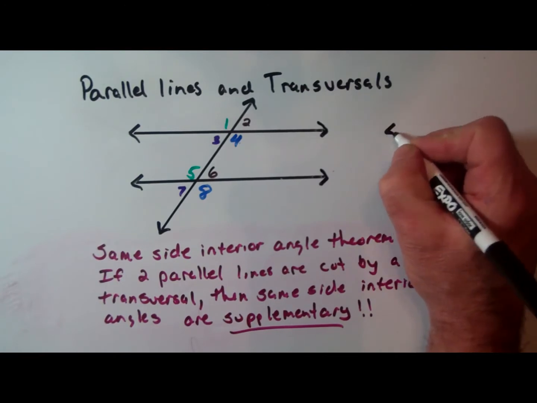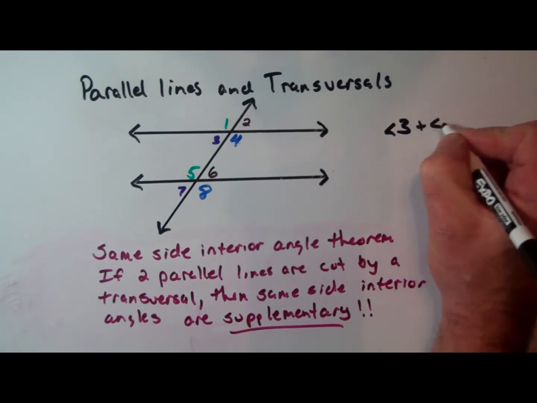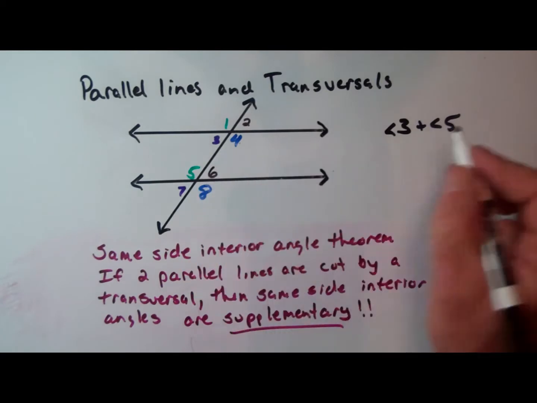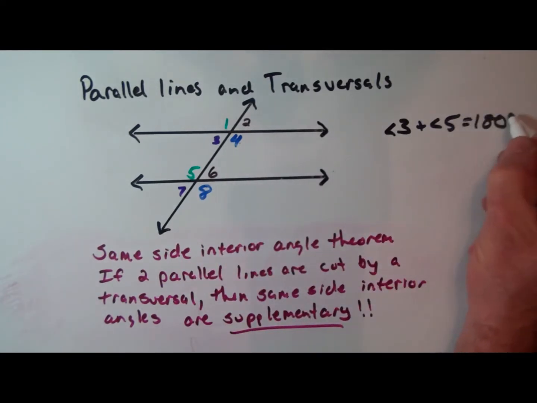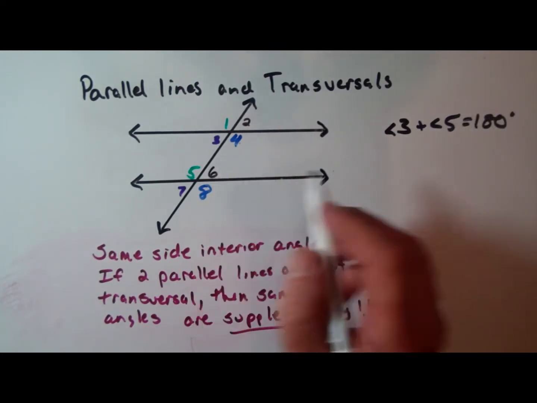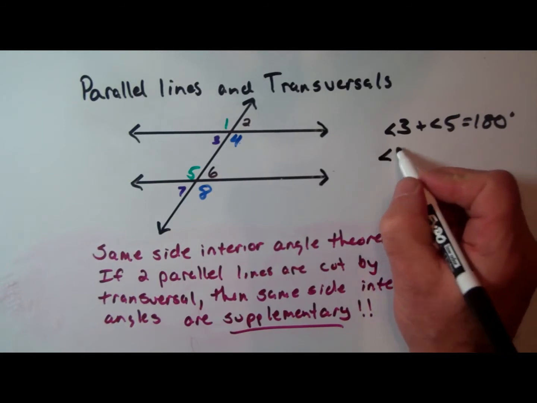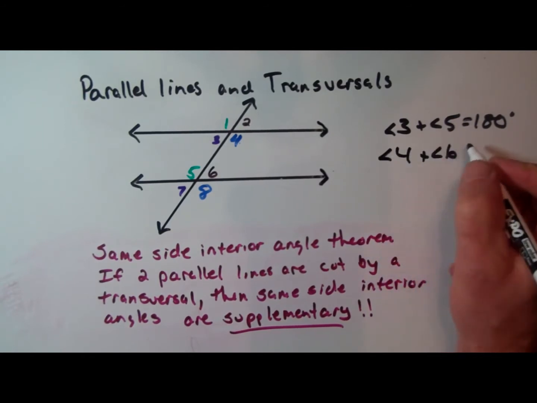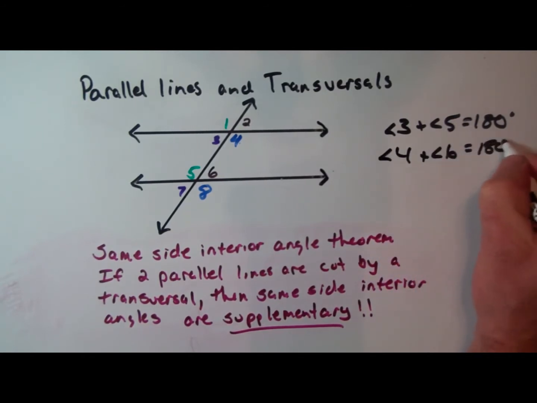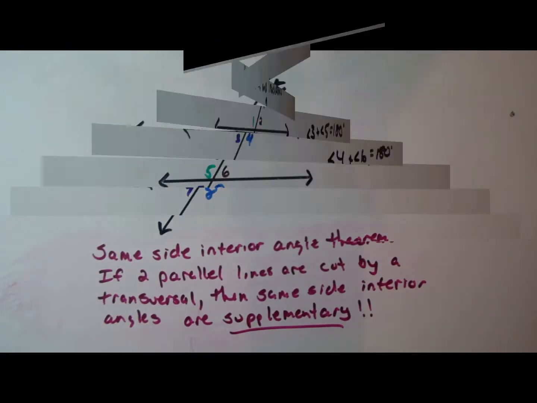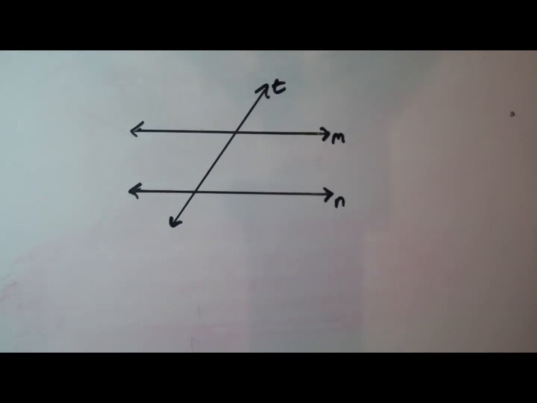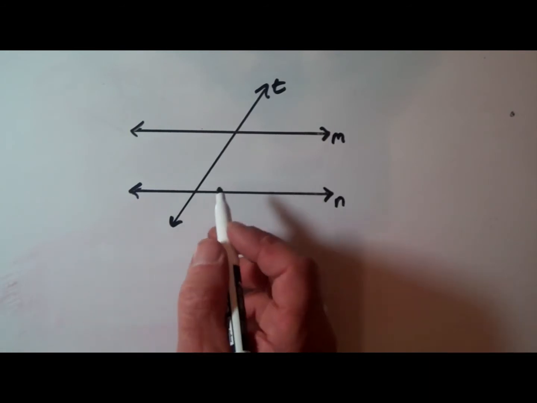So, when I add these angles together, 3 and 5 are on the same side, so angle 3 plus angle 5 is going to equal 180 degrees. 4 and 6 are also on the same side, so angle 4 plus angle 6 will equal 180 degrees. Remember, supplementary means 180 degrees. Okay, so why don't we try some examples here and just see what happens.